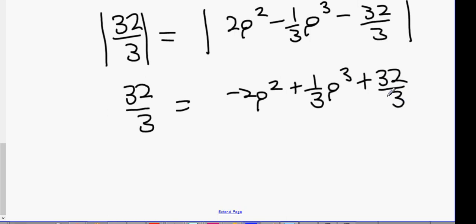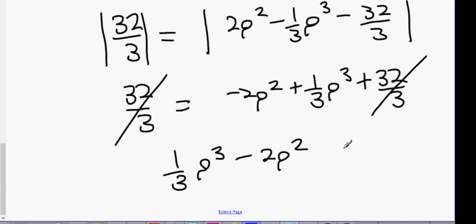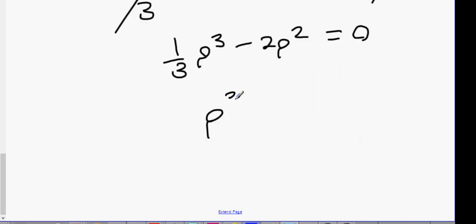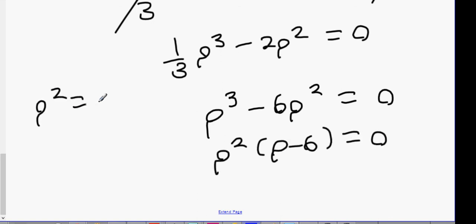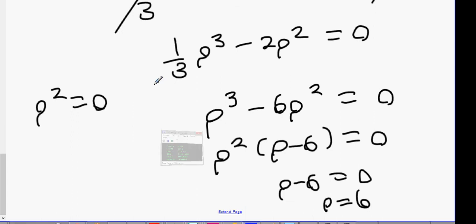Now look what happens now, lads. The 32 over 3 is cancelled. We now have 1/3 p cubed minus 2p squared equals 0. Let's multiply everything by 3. P cubed minus 6p squared equals 0. Factorize p squared into p minus 6 equals 0. Either p squared equals 0, which it cannot be, or p minus 6 equals 0, releasing p equals 6.